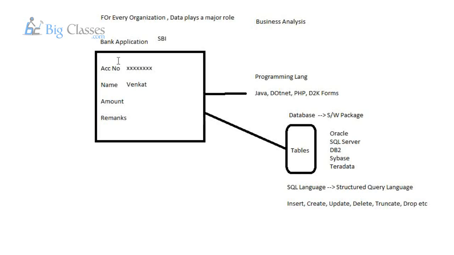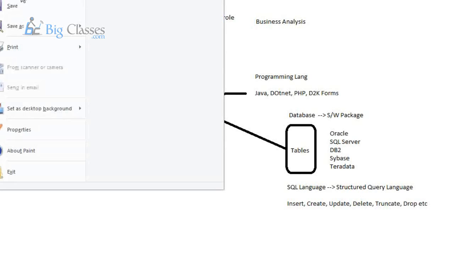Let's say for this SBA system there are 3 OLTP systems. Let's consider. When I say OLTP system, it is called an online transactional processing system. These systems are basically useful for storing all the transactions of the organization.